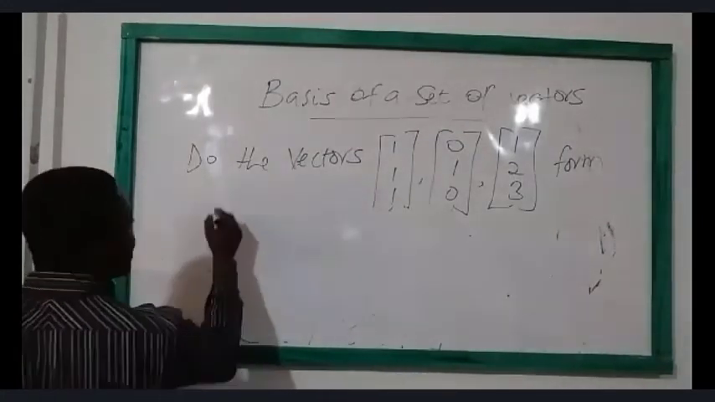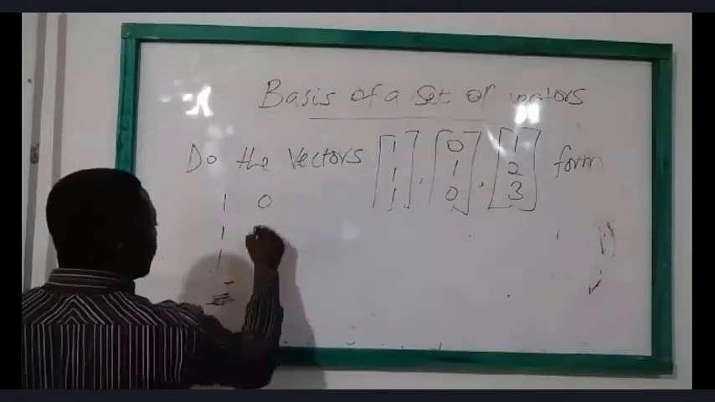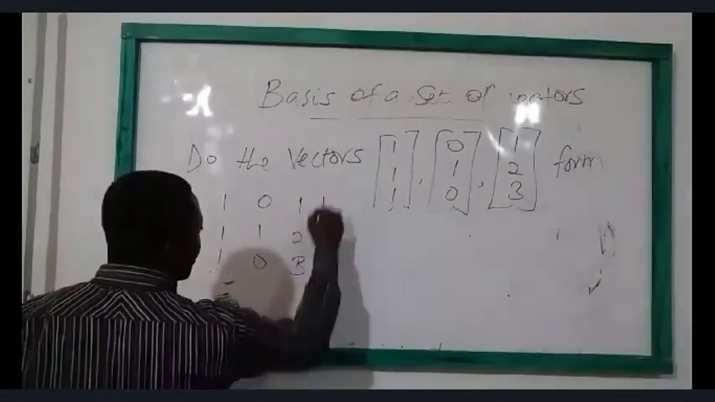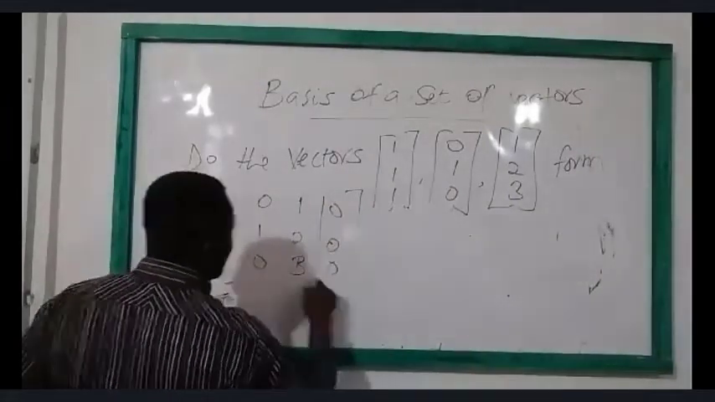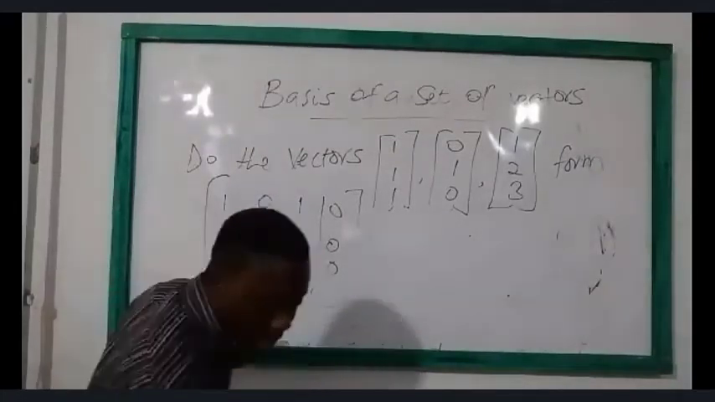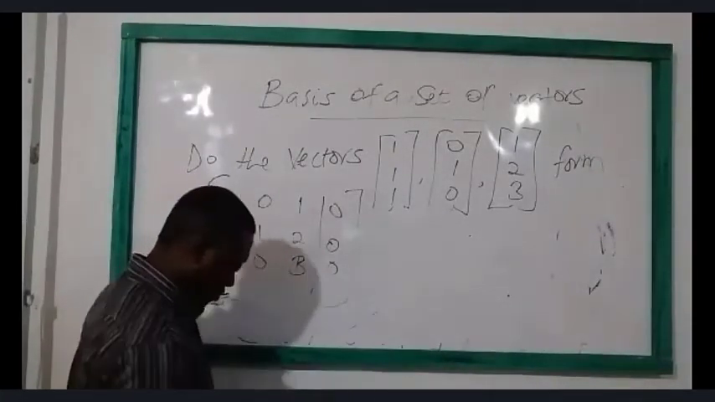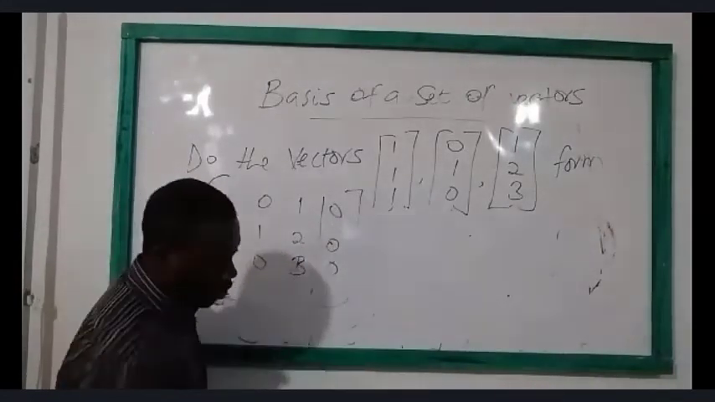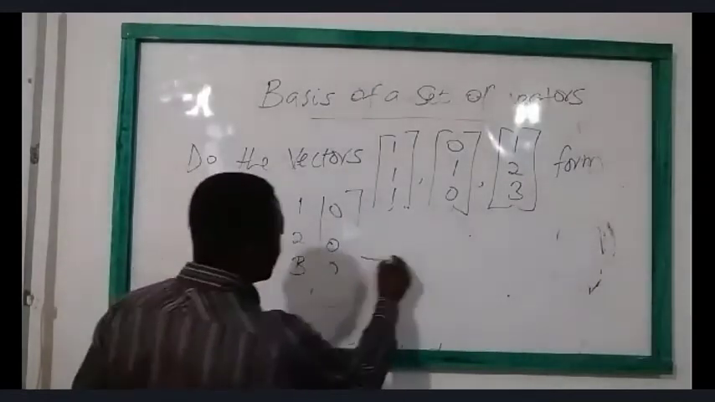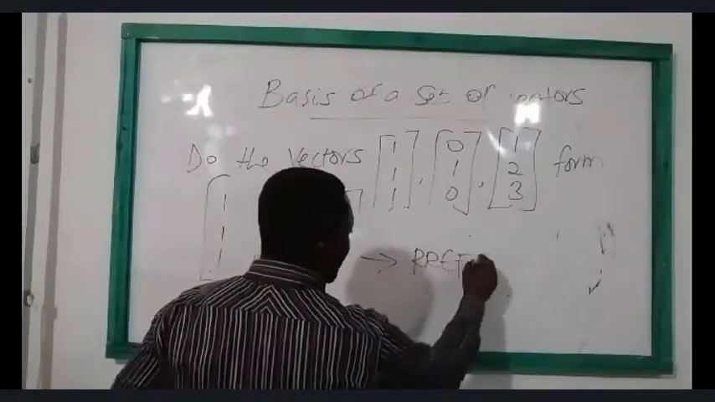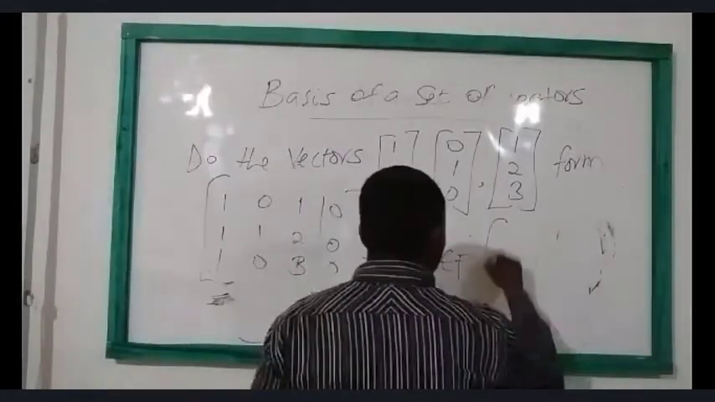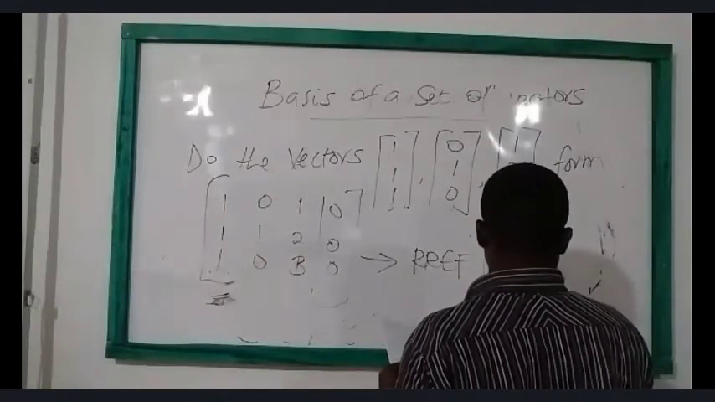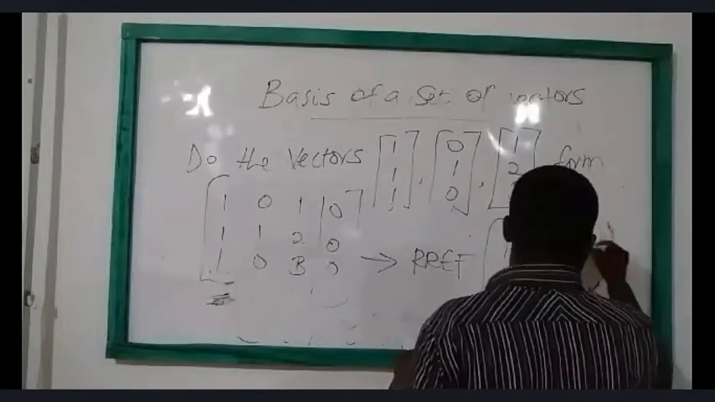So let's augment the matrix. We are going to get 1, 0, 1, 0, 1, 2, 1, 1, 2, 3, and then we augment it with the 0 vector. So we are going to transform this augmented matrix to RREF. We see that the RREF is going to be 1, 0, 0, 0, 1, 0, 0, 0, 1. And then we are going to get the zeros.